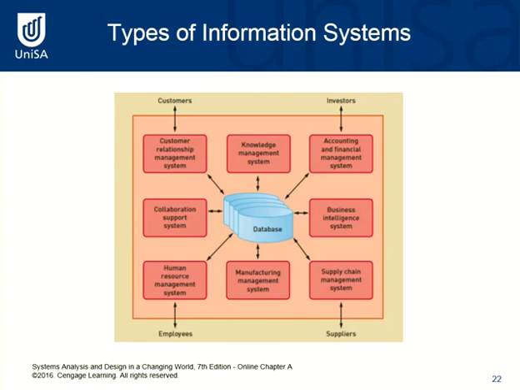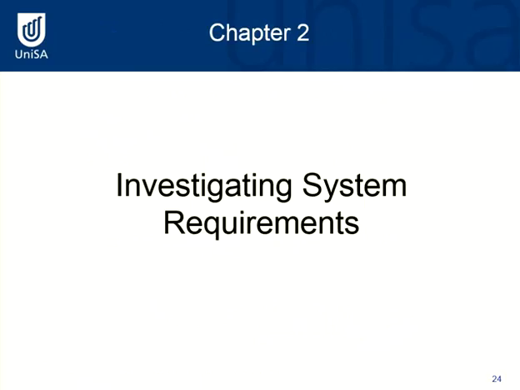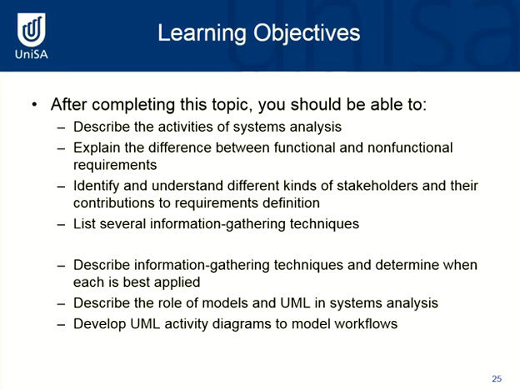So we've looked at systems, types of systems, knowledge and skills required for systems analysts. Investigating system requirements was chapter 2. We covered that over a couple of weeks. We looked at functional and non-functional requirements, different kinds of stakeholders and how they contribute to requirements definition. We looked initially at several information gathering techniques in week 1 with a preliminary list, and in the second week we looked at a description of different types of techniques and when they are best applied.